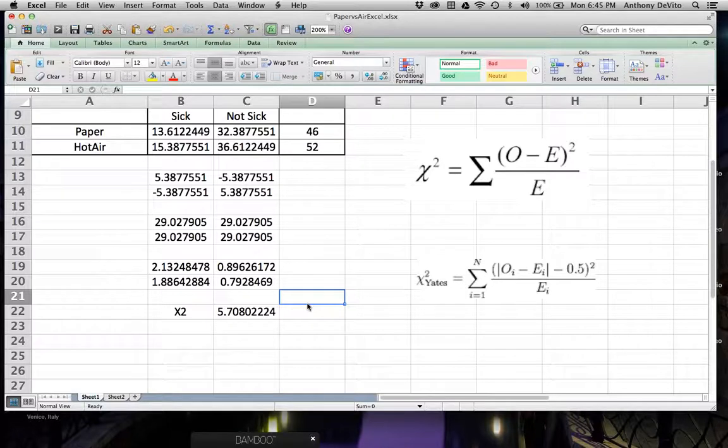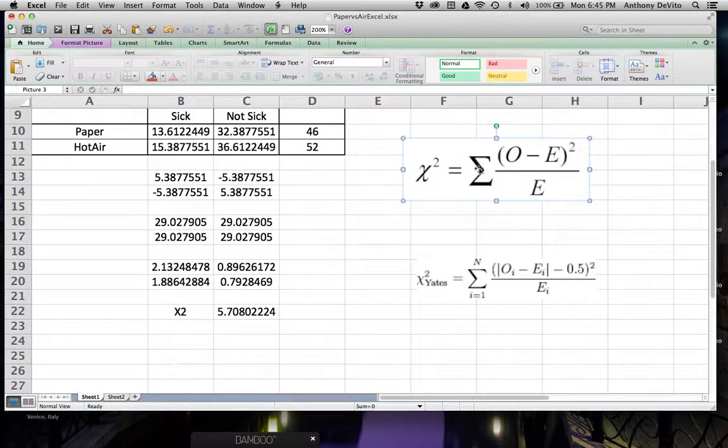That number represents our chi-square value, and all we've just done is use Excel to solve this formula for chi-square. Pretty simple calculation. Not exotic, not complicated. That's chi-square.